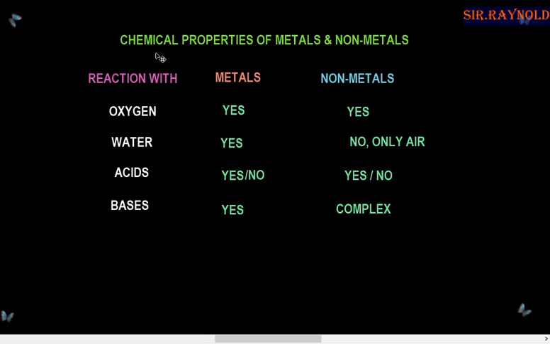Here we are going to deal with the chemical properties of metals and non-metals. In the previous class we dealt with physical properties. So let's start today with chemical properties. First, let's see the reaction of metals and non-metals with oxygen. They do react with oxygen, both metals and non-metals.